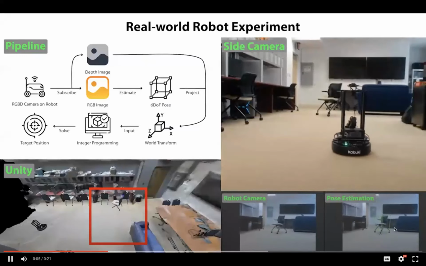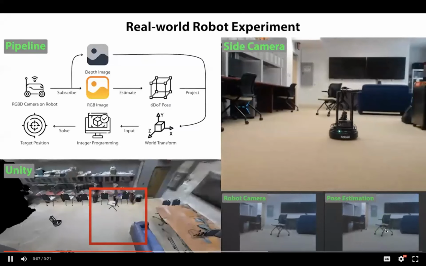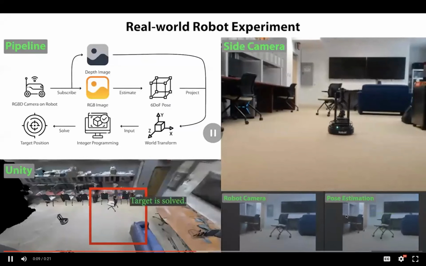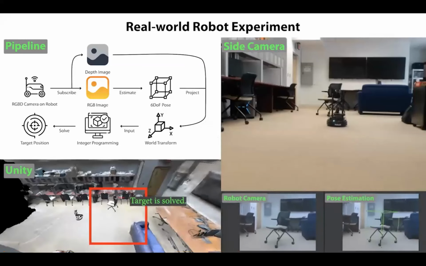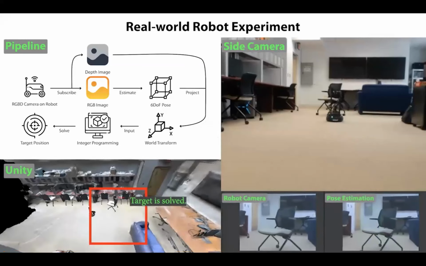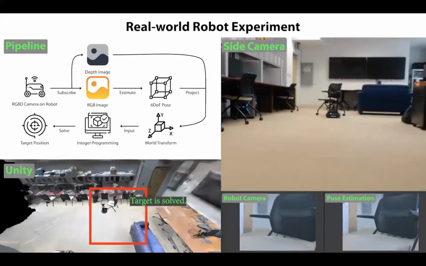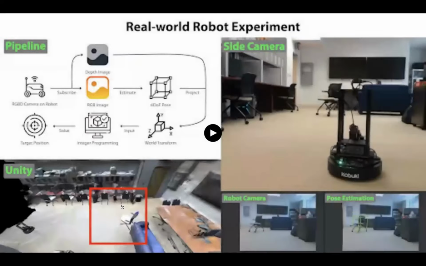You can see in the red box, this is the pose estimation result. At this moment, the target is solved. You can see the chair is stable, and there is a red text: target. Once the target is solved, we will issue a command to the robot to let it move towards that target.